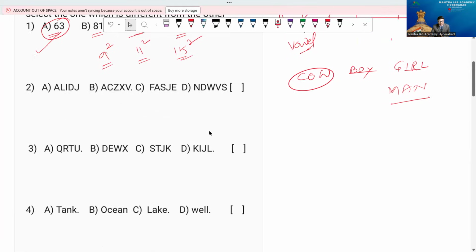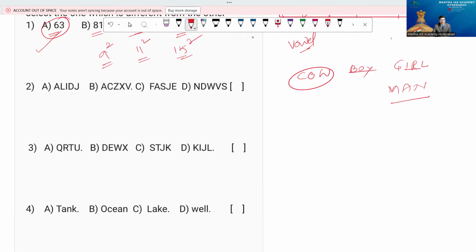Now, I just mentioned the vowels. Same thing, I've taken 2 questions here. ALIDZ, ACZXV, FASJE, NDWVS. If you observe that, no combination, the gap between A and AL, LIN, the gaps or something, it's impossible.